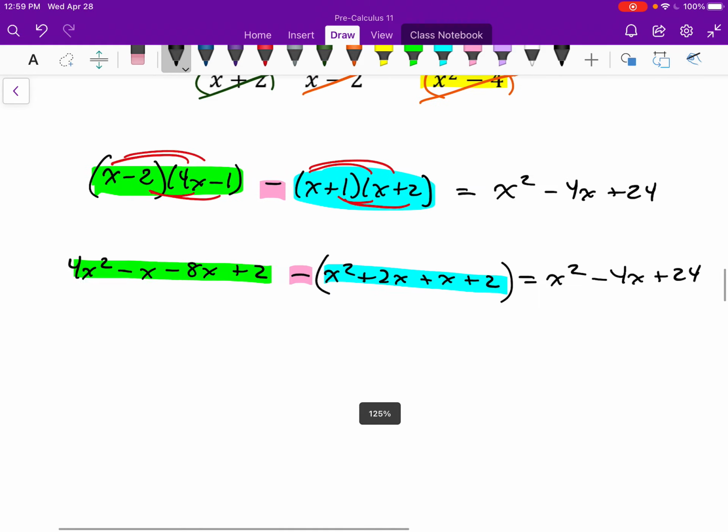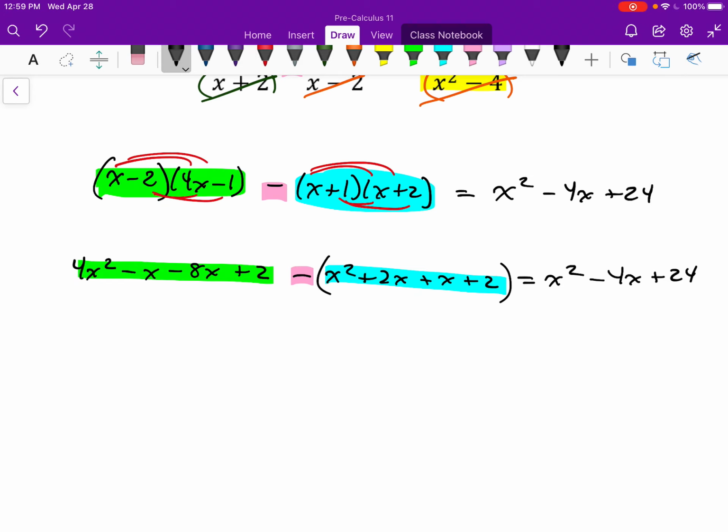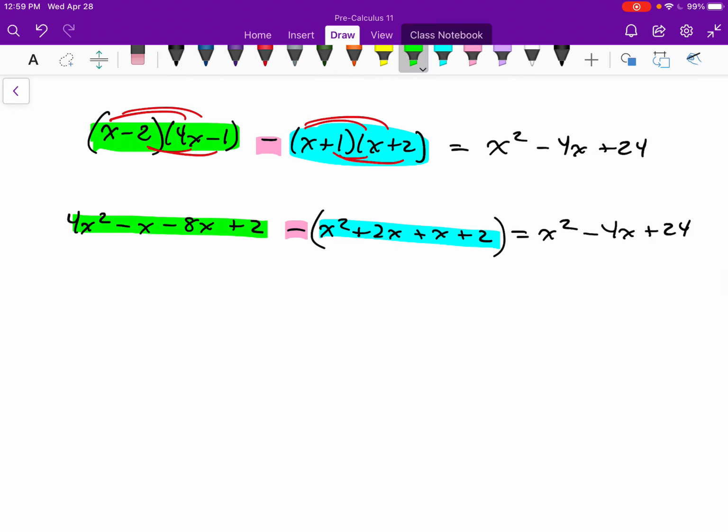So maybe what I'll do though, and I'm glad I got that, is collect some like terms first, and then I can distribute the negative right now, but maybe I'll just clean up what you see in green here. Let's collect some like terms here. I get 4x squared minus 9x plus 2 minus, right here, if I collect like terms, I have x squared plus 3x plus 2.